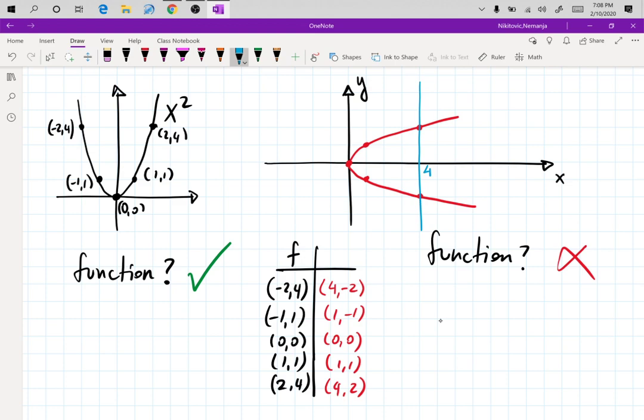Every function you draw, you can draw an inverse by simply picking points from your function and flipping the coordinates. That's it. You will always have an inverse. Not all of those inverses are functions. In this case, it's not a function, right? In the previous case, it was a function.